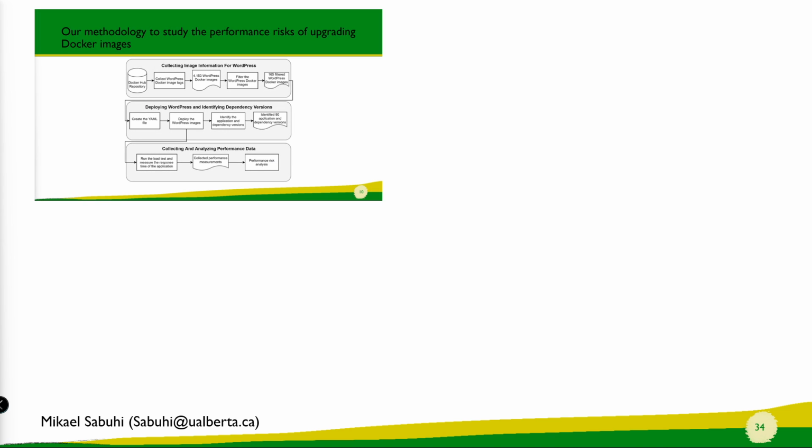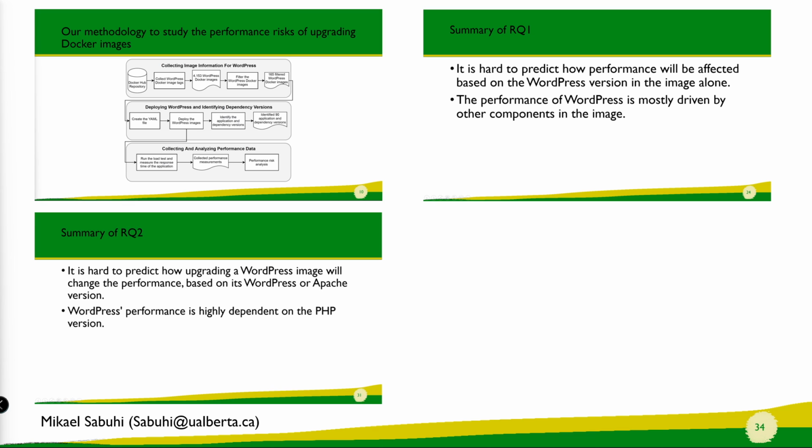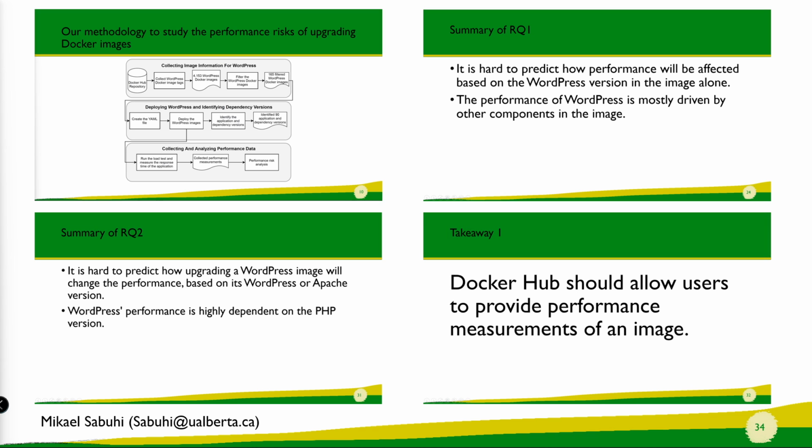To summarize this presentation, first I presented our methodology to study the performance risk of upgrading Docker images. Then we answered the question, what is the impact of upgrading the Docker image of WordPress on its performance? Then we answered, what is the relation between the performance of the WordPress application and updates of its dependencies? Then we provided some recommendations.